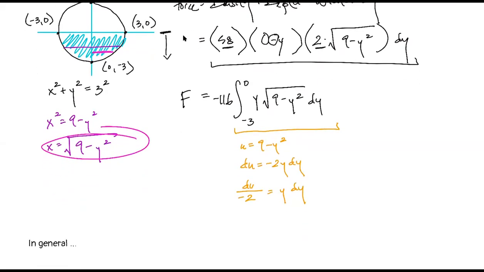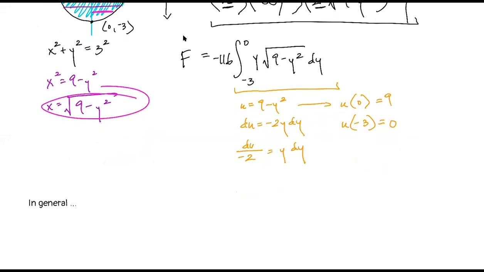All right. If you want to, you could also change your bounds here. So for example, u of 0, the top bound would become 9, because 9 minus 0 is 9. And my bottom bound, what would that be now? Zero. It's going to be 0, right? So we just do 9 minus -3 squared, and we get 0.